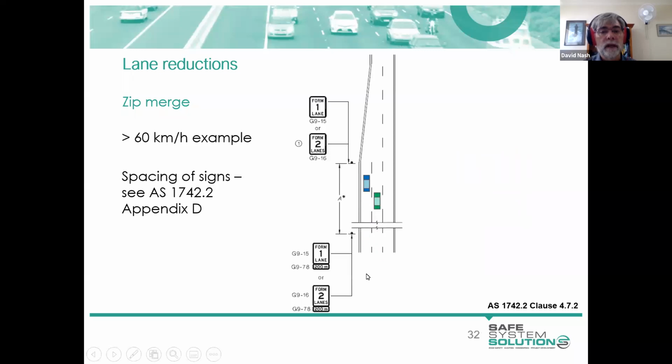So this is how you would lay them out, particularly in a rural area where you've got plenty of space. Give 200 metres advance warning and then the form 1 lane or form 2 lanes sign right at the point where the merge starts to happen.